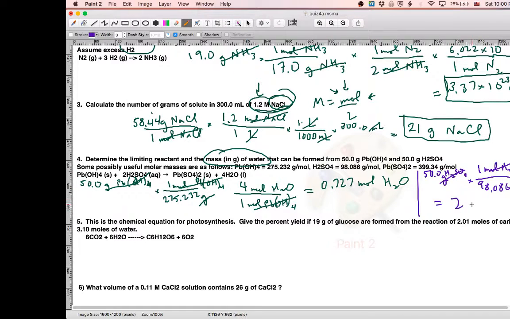All right, so I don't even have to write it down. Look, see, it's 2-something moles. It's 2 point something. That's way more than 0.727 moles. That means this, 0.727, is the correct answer. That's how many moles of water you get. And this is the limiting reactant, PbOH4. That is the limiting reactant, right? So the determined limiting reactant is PbOH4. And the amount of water is 0.727 moles of water.